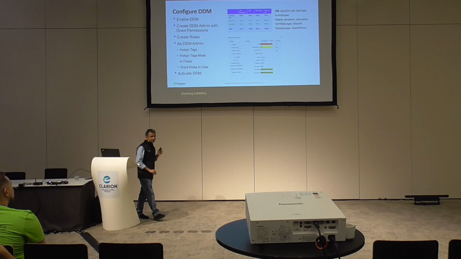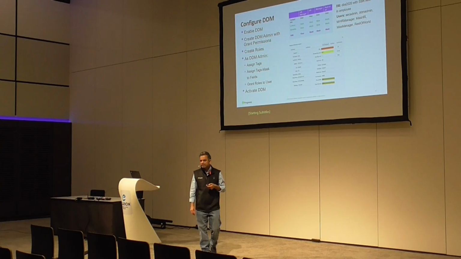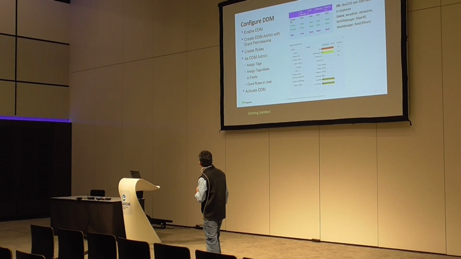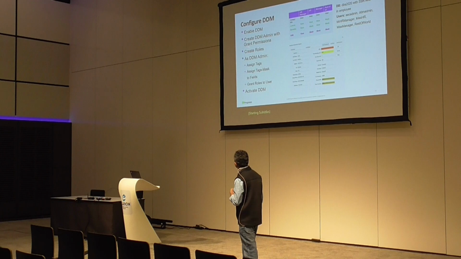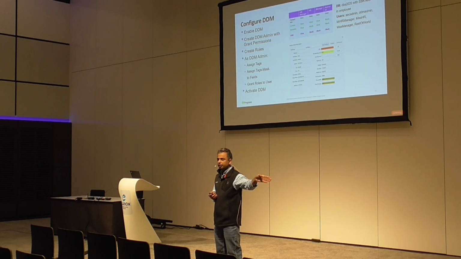So this is a summary of the steps that we need to follow. First, enable the DDM. Create a DDM admin with the grant permission. When you create a DDM admin, it comes with two options: with the grant option or without the grant option. If you create a DDM admin with the grant option, then that DDM admin can create another DDM admin who can perform the DDM related role.